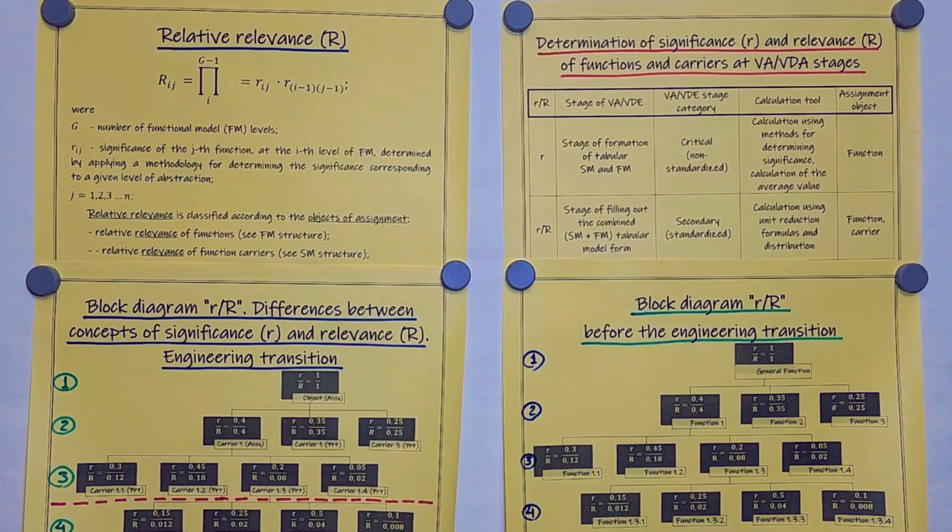Okay, the initial state, i.e. the state before the engineering transition of the flowchart we are considering, is presented on this slide. The purpose of introducing the concept of engineering transition is to establish the boundary between the abstract description of the product in the form of a functional model, which scientists and analysts usually deal with, and the physical description of the product in the first approximation, which can already be used by design engineers.